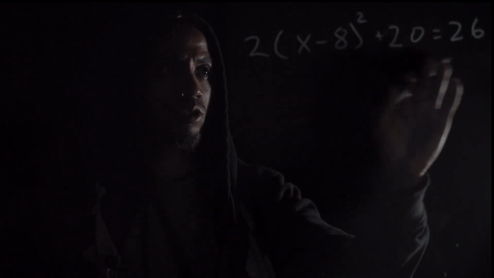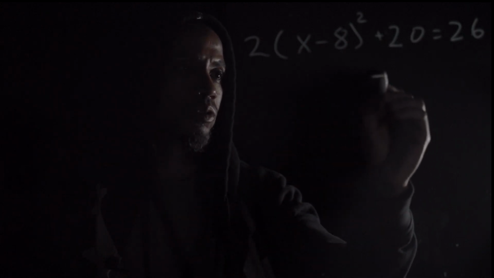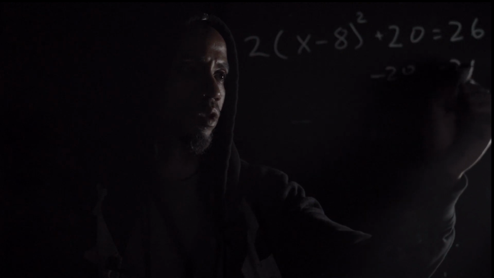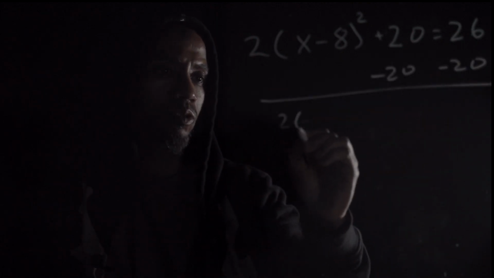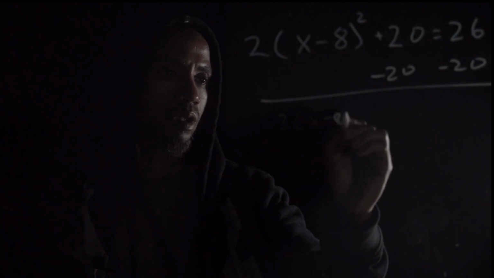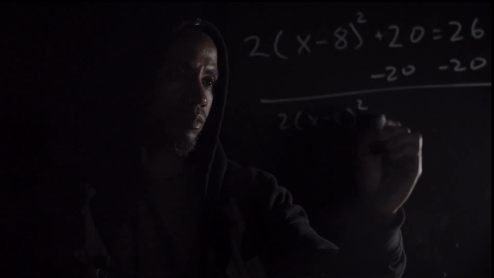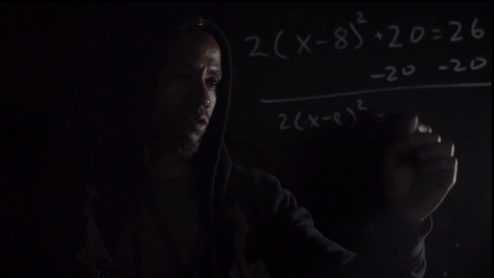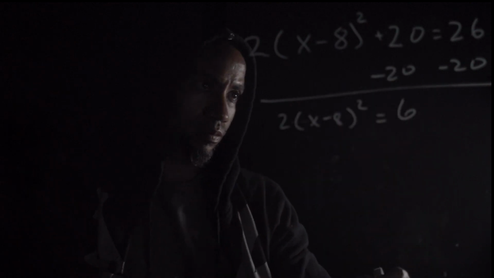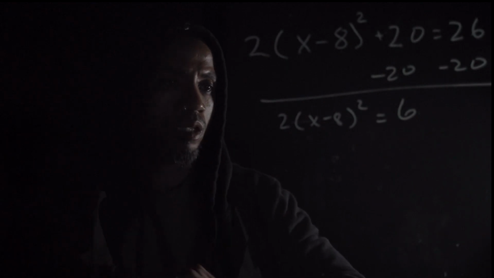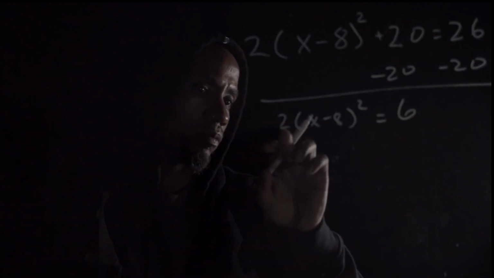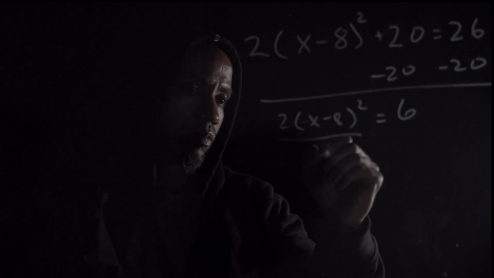So this is subtracting 20 from both sides. After that, we'll divide by 2. All right? So my first step is to subtract 20 from both sides. Rewrite the equation. Now we have 2 times the quantity x minus 8 squared equals 26 minus 20, which is 6. Now we're getting a little closer to getting x alone, but we have the 2 on the outside here, and so we're going to divide by 2.